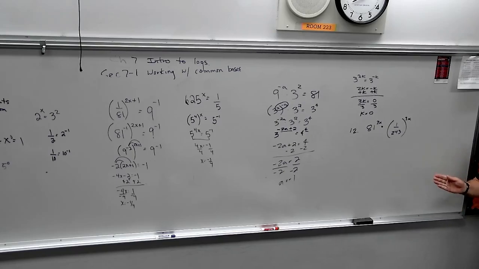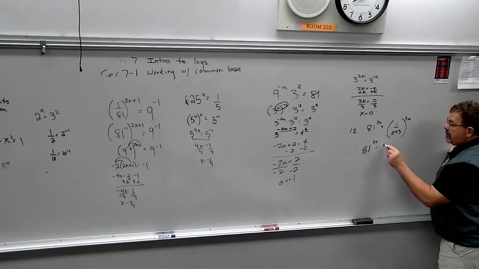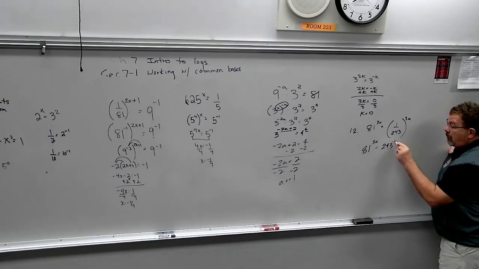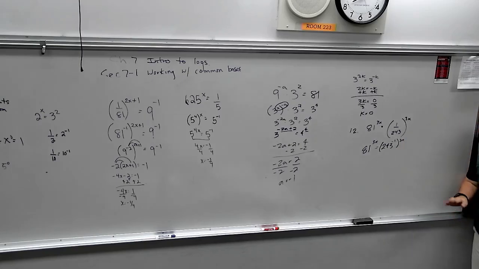Well, right off the bat, what sticks out that you can't have? Fraction. You can't have a fraction. So the very first thing I would do is I would rewrite this as 243 to the negative 1. That would be the very first thing I would do. Okay, convert that to negative 1. No fractions. Now we got to figure out a common base.